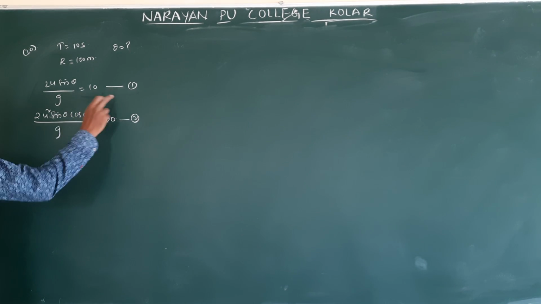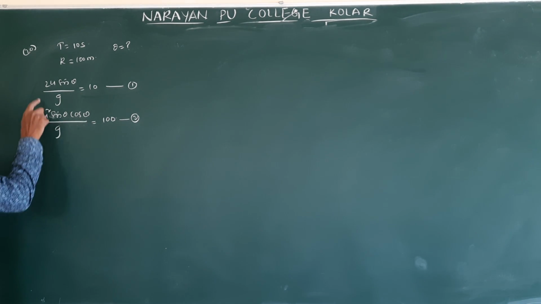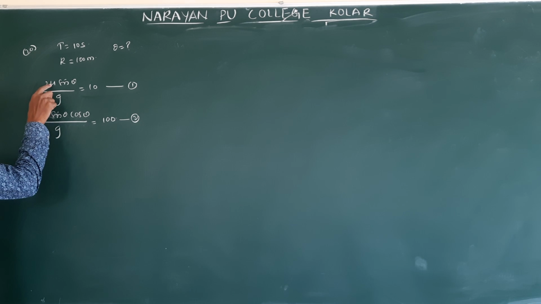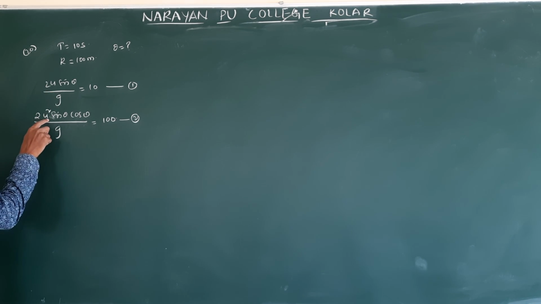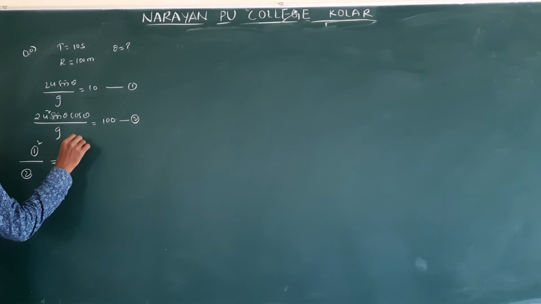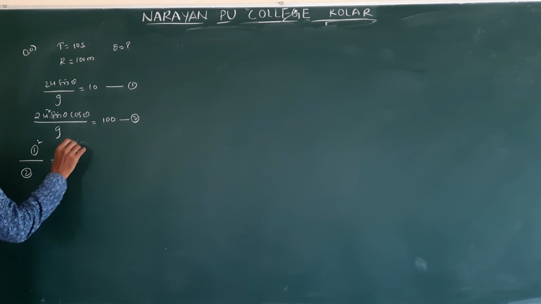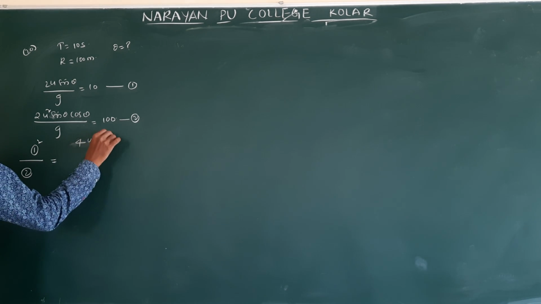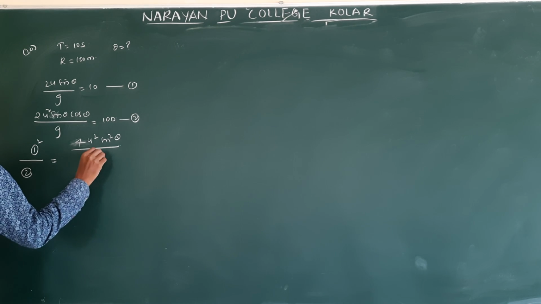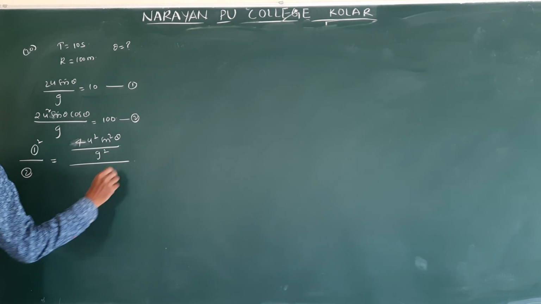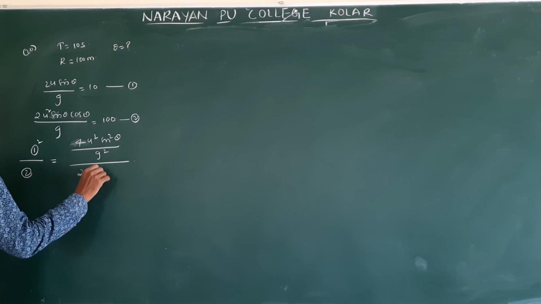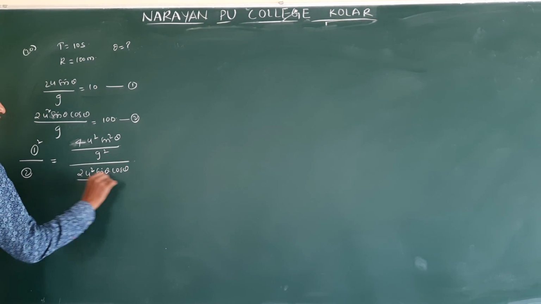First point, if you take the ratio, then what will happen? One u term will cancel: here we have a u, here we have a u square. One u will be cancelled, but we will have one more u that is not mentioned. To cancel u square, I am squaring this. Square the first equation and then divide. Squaring the first equation gives 4 u square sin square theta by g square, divided by 2 u square sin theta cos theta by g.